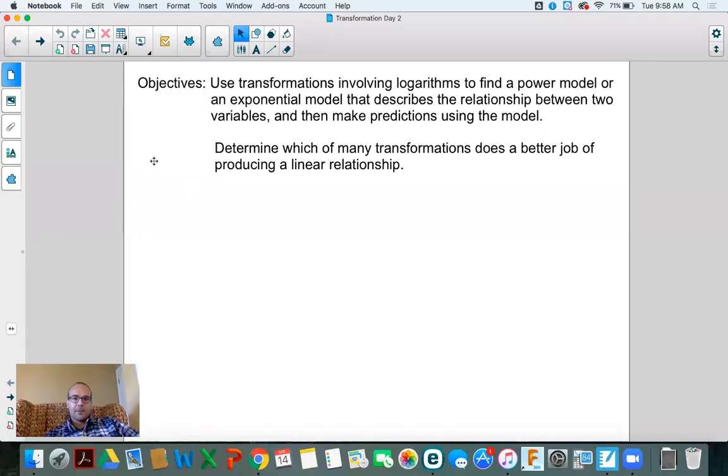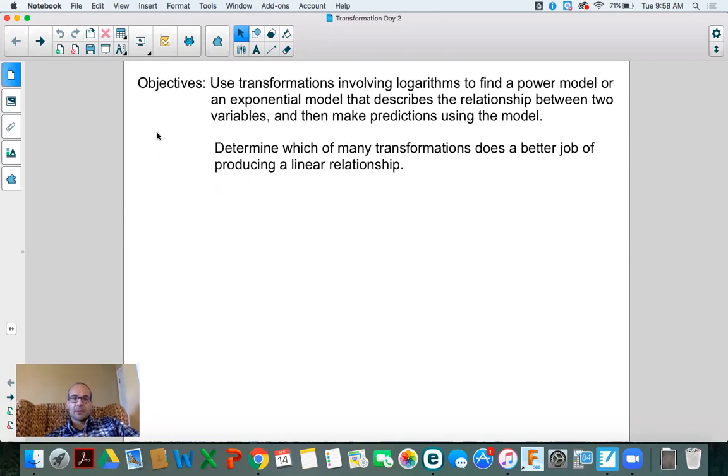So in this video, we can finish up our work on transforming nonlinear data so that we can use linear regression techniques. In this video, we're going to use logarithms. We're going to use transformations involving logarithms to find a power model or an exponential model that describes the relationship between two variables so that we can make predictions using the model.